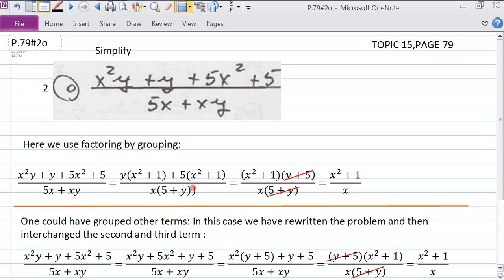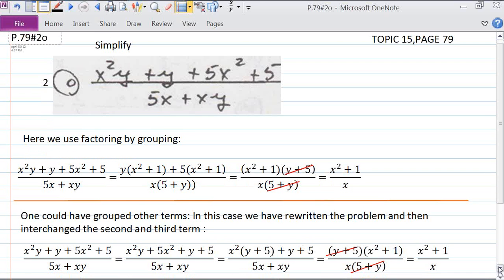And right over here, this bracket shouldn't be here. It should not be here, so it's just an error. I added an extra bracket, and that should not be here, so don't worry about that. I've corrected it over here. So now I cancel like terms, and 5 plus y is the same as y plus 5. So I'm canceling this, and I have x squared plus 1 over x right here.